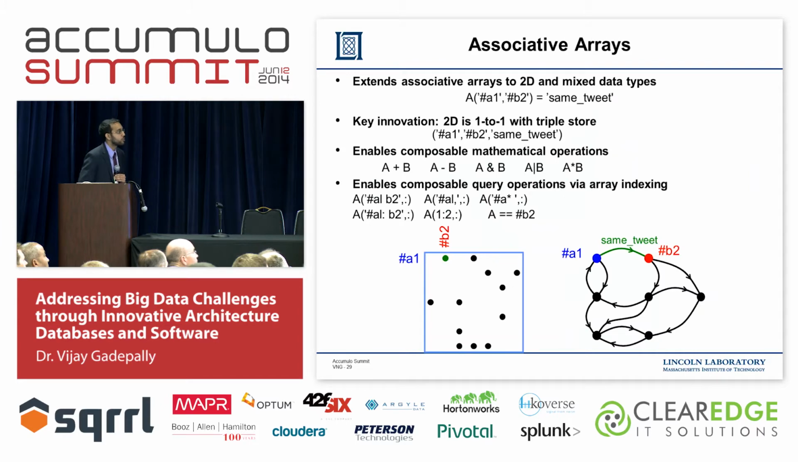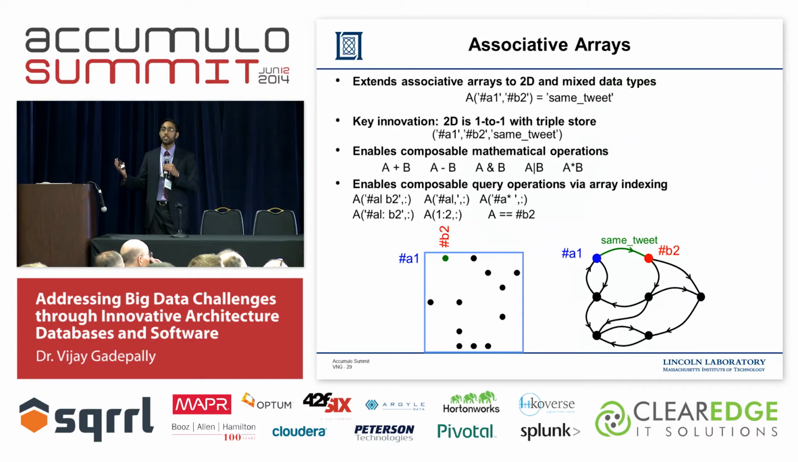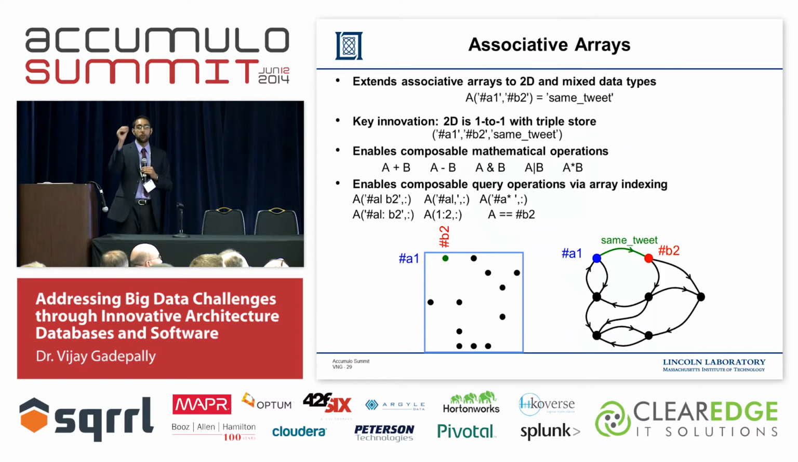The first piece are associative arrays. Associative arrays you can think of as a large sparse matrix. A sparse matrix is a matrix where there are more places where there are no values than there are values. So think of it as something with a lot of zeros in it. A large sparse matrix is indexed by numbers. So you've got row 1, column 1, row 2, column 2.